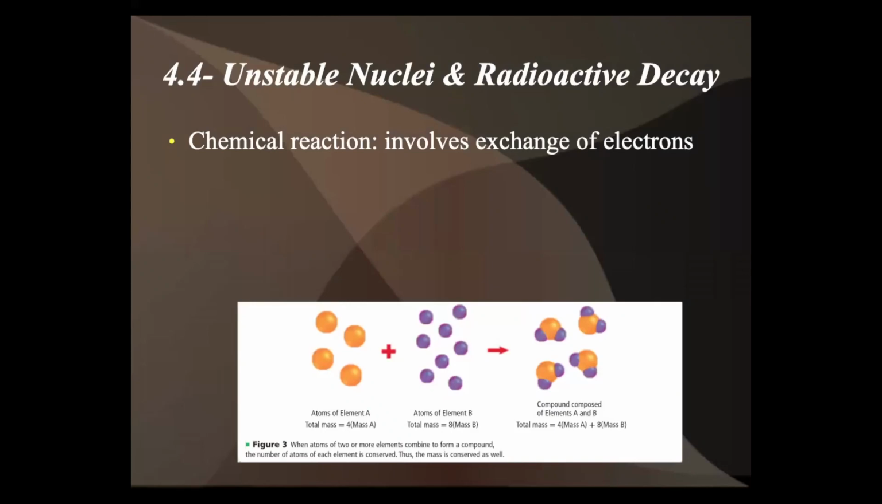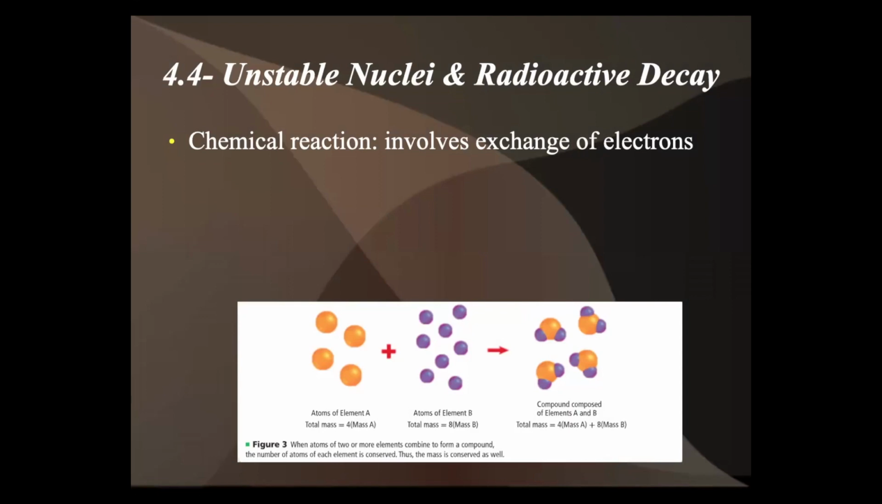4.4, it's about radioactive materials, unstable nuclei, radioactive decay. So this explains, there's two kinds of reactions, chemical reactions and nuclear reactions. So far we look at just chemical reactions, and that involves an exchange of electrons.